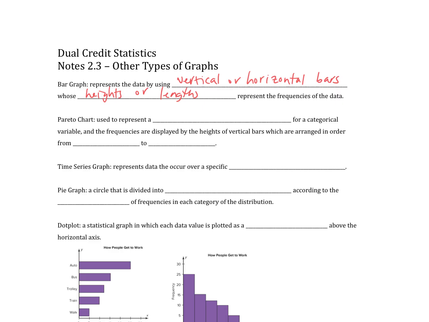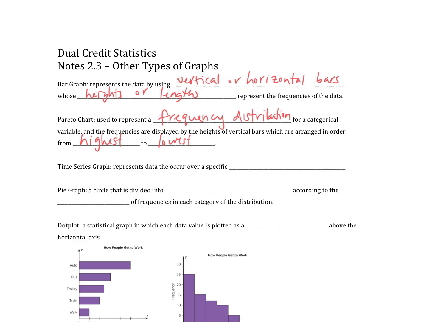A Pareto chart. It is using a frequency distribution for a categorical variable, so eye color, okay? Instead of numbers, it's using eye color or car color or something that is not quantitative. The frequencies are displayed by the heights of vertical bars, which are arranged in order from highest to lowest. So that is where you get the difference.